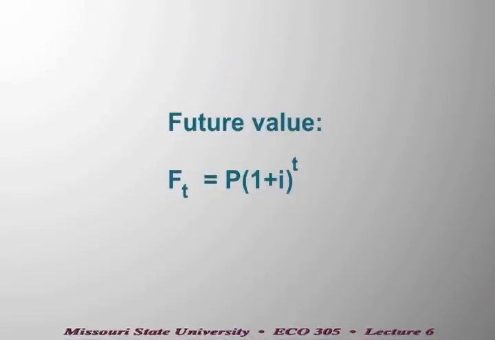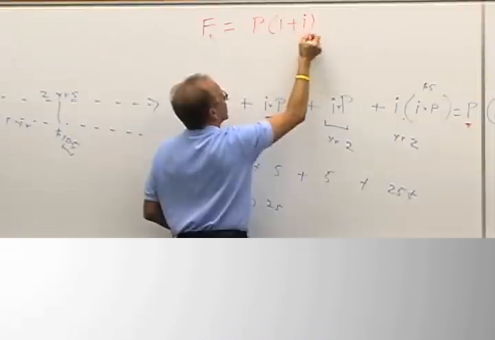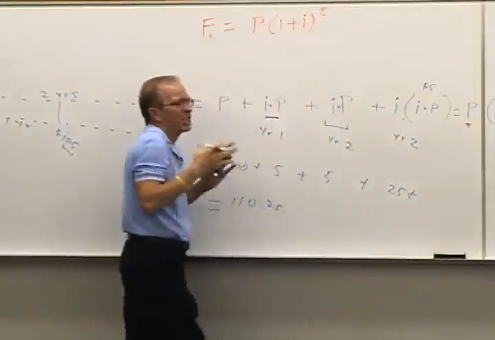F equals P, my original amount of money. F is how much I get back in the future. By the way, I'm going to put a little footnote down, or a subscript down here. I'll say T. T as in some point in the future, some time period. Equals my original amount of money times 1 plus I, this is the interest rate in decimals, raised to the T power. However many years I have to wait.